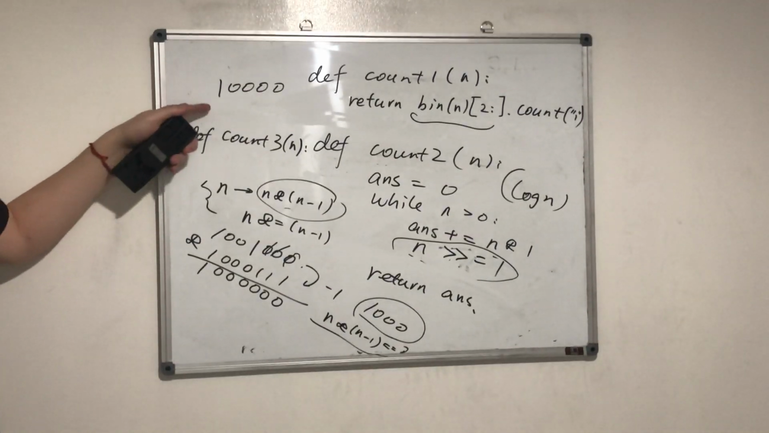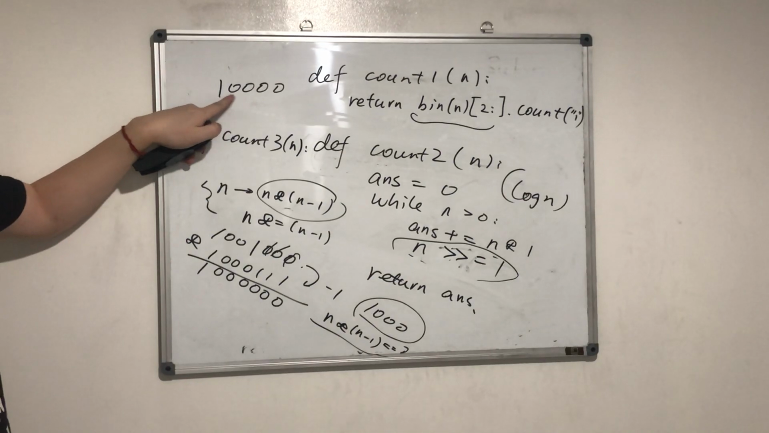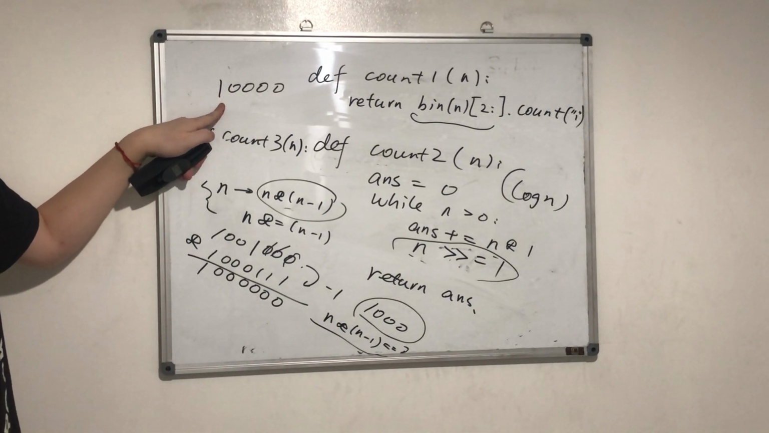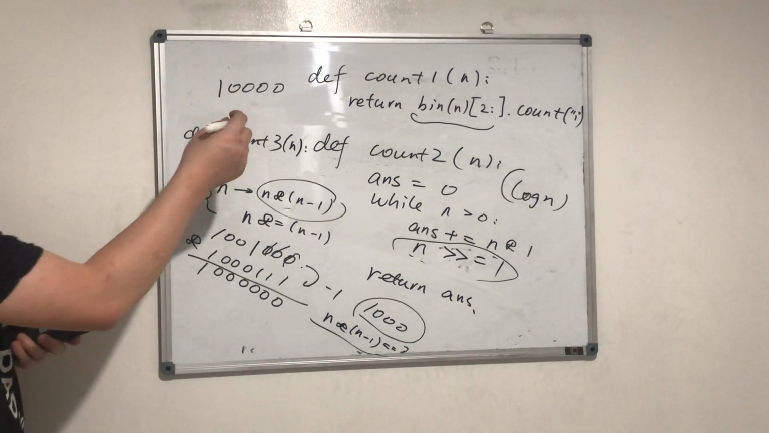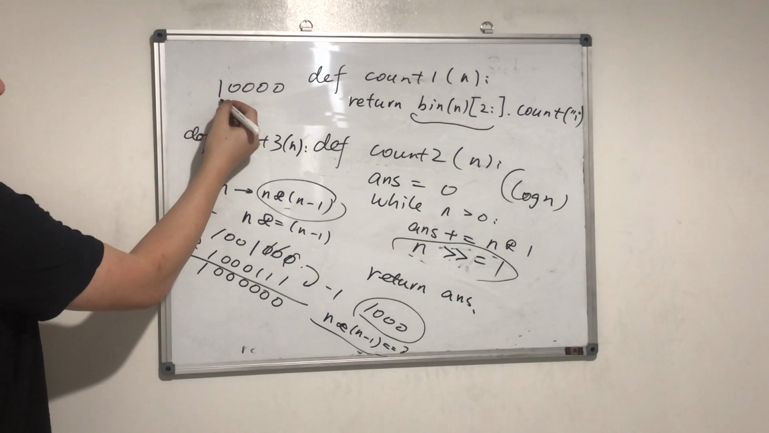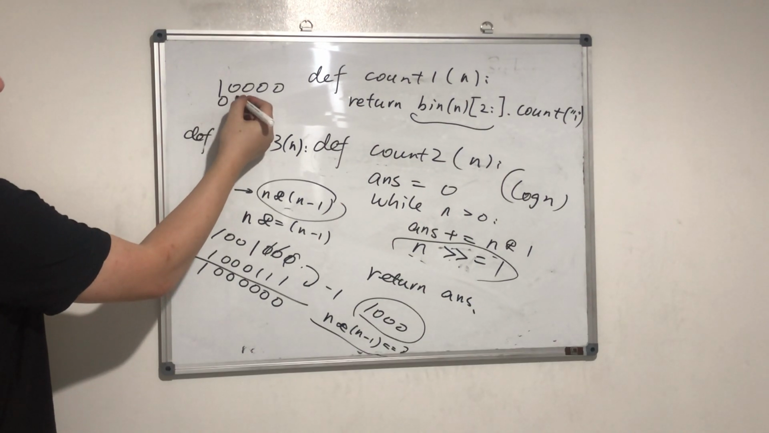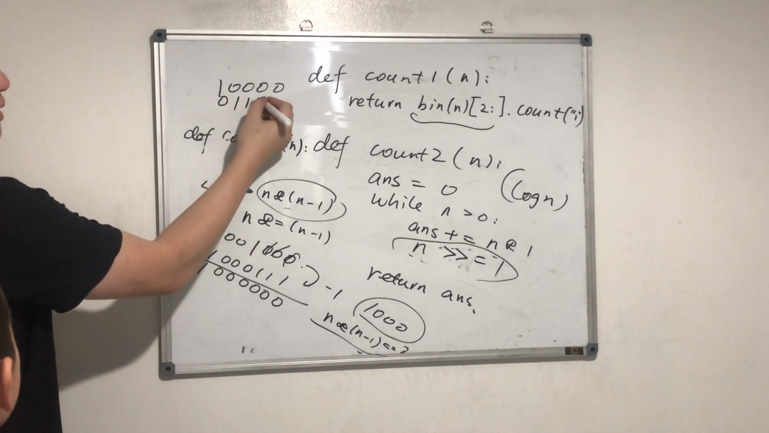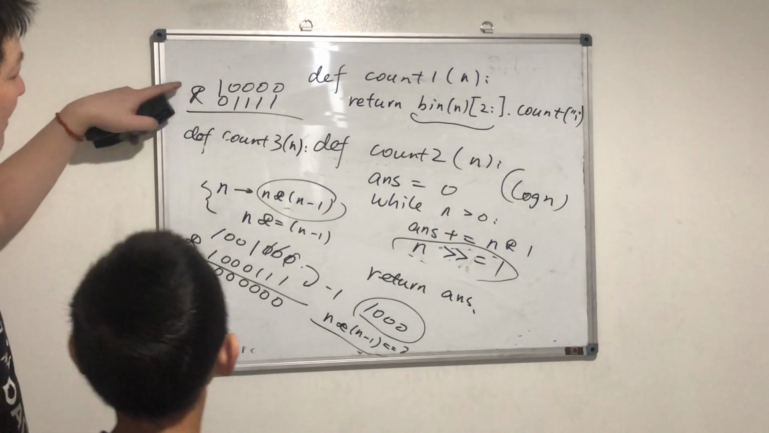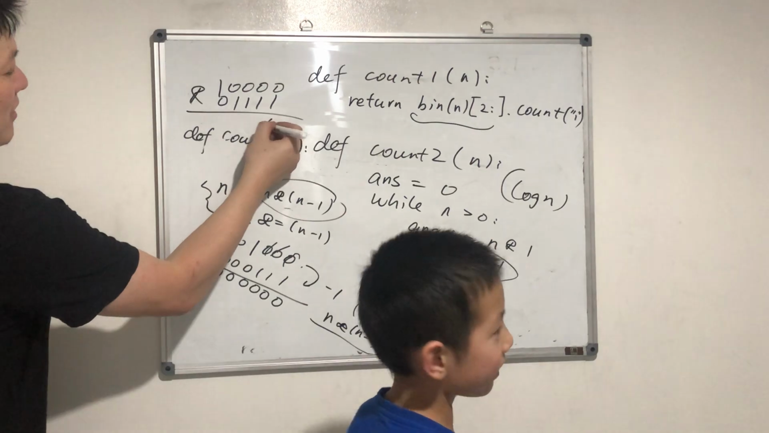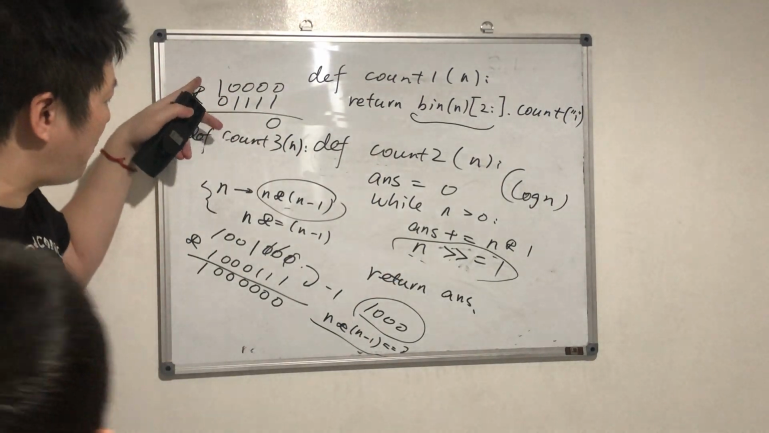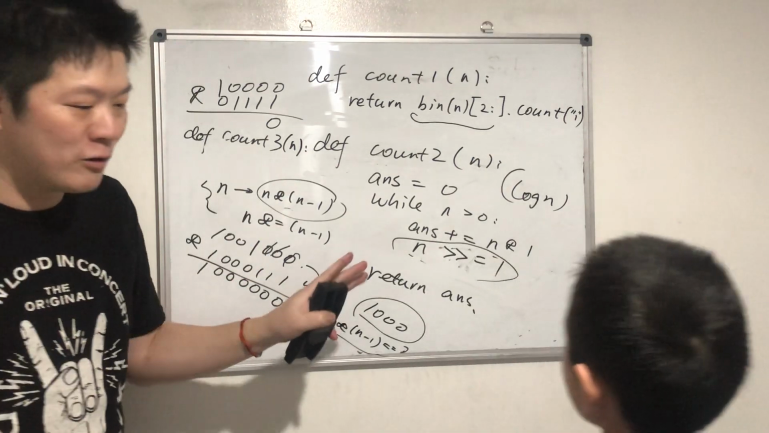I mean, look at this. This is 2 to the power of 4. 1, 2, 3, 4. It's 16 in binary, right? So what's n minus 1? 0 1 1 1 1. What's n AND n minus 1? It's 0 0 0 0 0. AND means if both numbers are 1, it's 1. Otherwise, it's all 0. Okay?